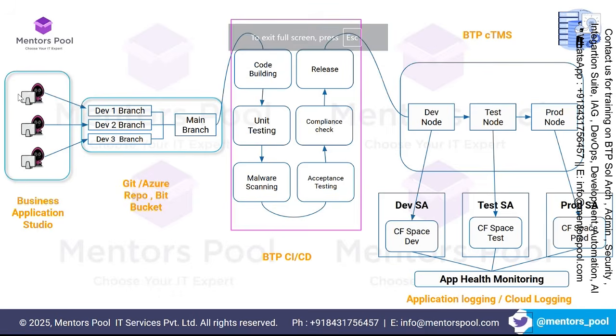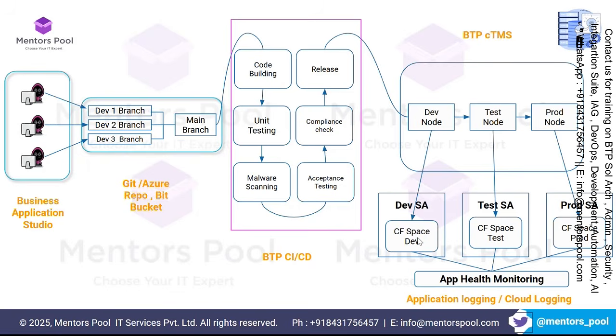Once the developer pushes the code to Git, the CI/CD should be able to push code to the cTMS. I have set test, dev, prod, and it will go and deliver to the right sub account. And within this, when the app is deployed, I can launch a cloud logging application logging service to monitor the health of this application.